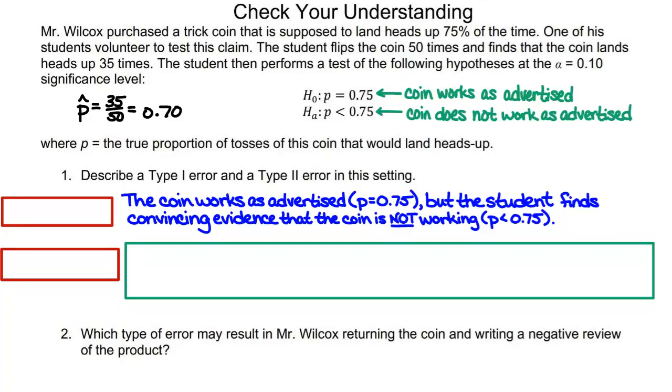Coin works as advertised, P equals 0.075, but the student finds convincing evidence that the coin is not working. That's our type 1.